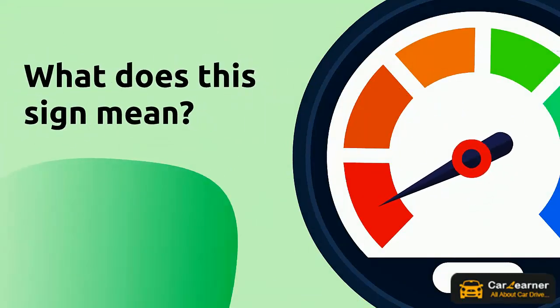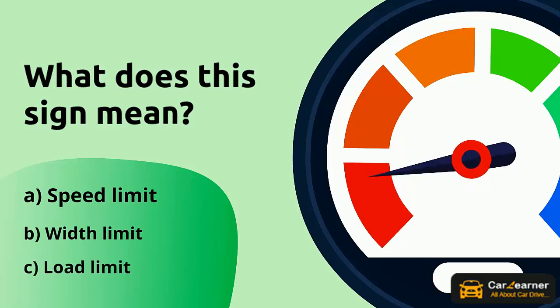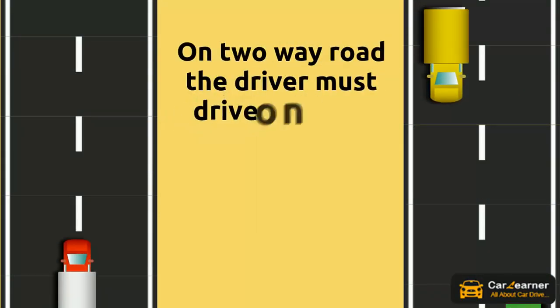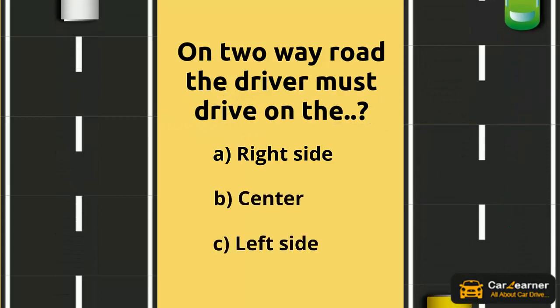What does this sign mean? Speed limit, width limit, load limit. On a two-way road, the driver must drive on the right side, center, left side.